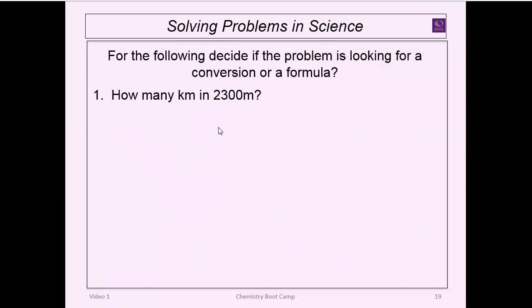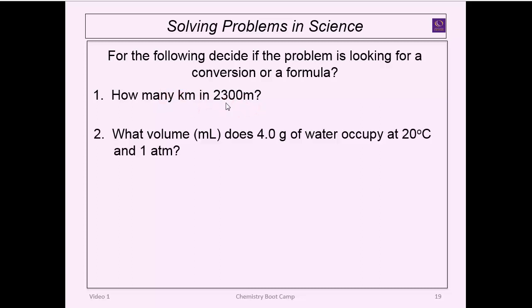So, for the following, decide if the problem is looking for a conversion or formula. So we're going to practice again here. How many kilometers are in 2,300 meters? So look what I'm starting with. And all I'm asking is, what's your dimension? Well, this is length. Going to turn it to length. No change in dimensions. That's a conversion, right?